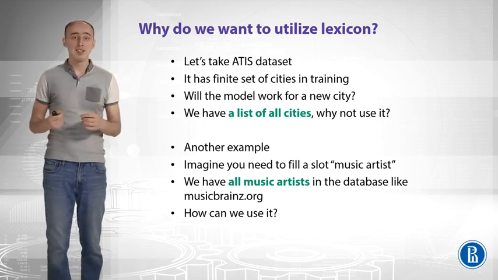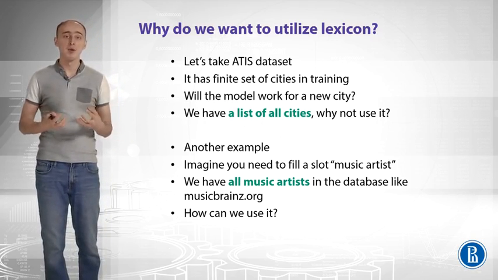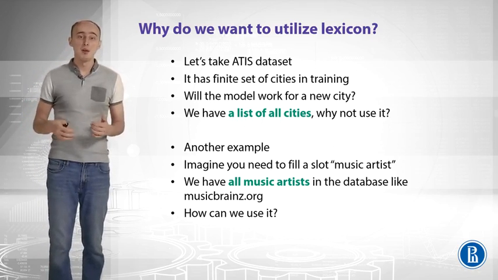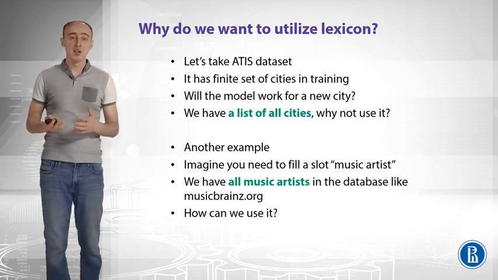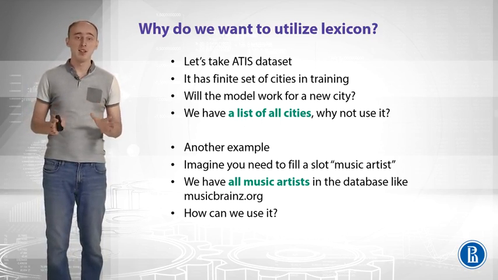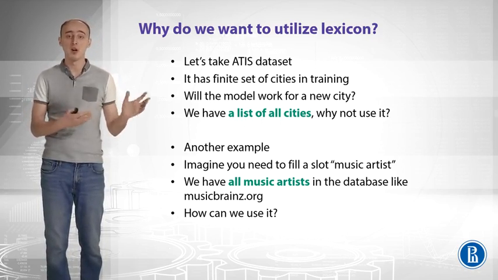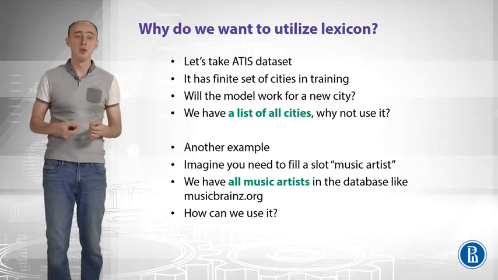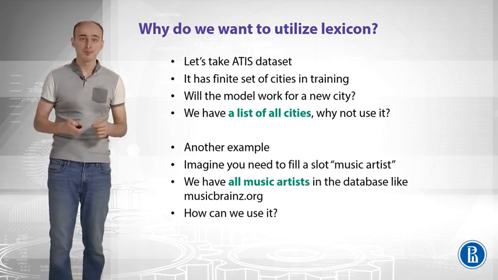And the good fact is that we have a list of all cities, like from Wikipedia or any other source, and we can actually use it somehow to help our model detect new cities. Another example. Imagine you need to fill a slot like music artist, and we have all music artists in a database like musicbrainz.org, and you can actually download it, parse it, and use it for your NLU. But how can we use it?